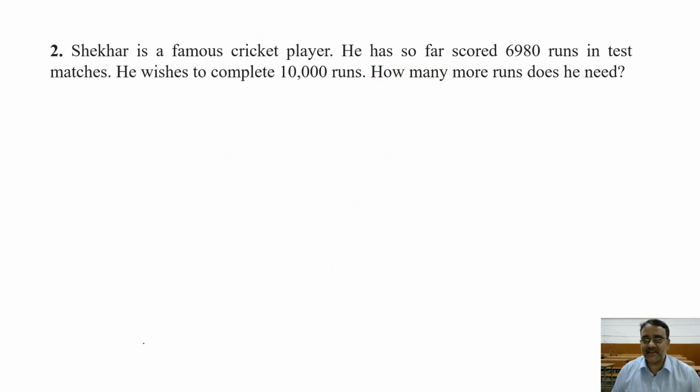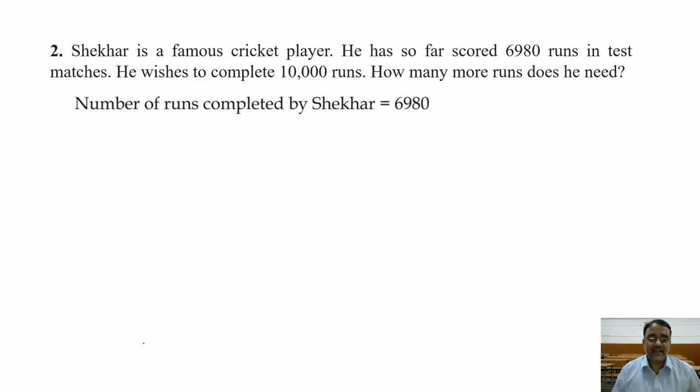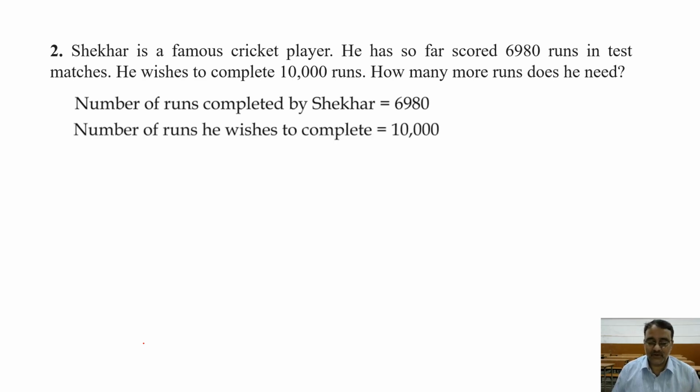Shekhar is a famous cricket player. He has so far scored 6,980 runs in test matches. He wishes to complete 10,000 runs. How many more runs does he need? That means we have to perform subtraction, right? So total runs he scored is 6,980, and he wants to complete 10,000 runs. So the number of more runs required is that we have to subtract 6,980 from 10,000.